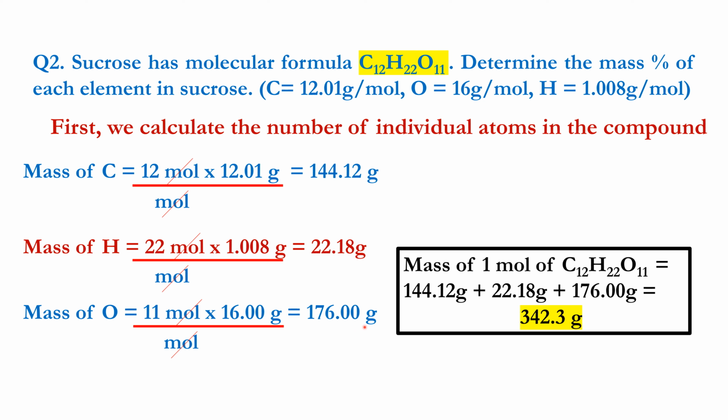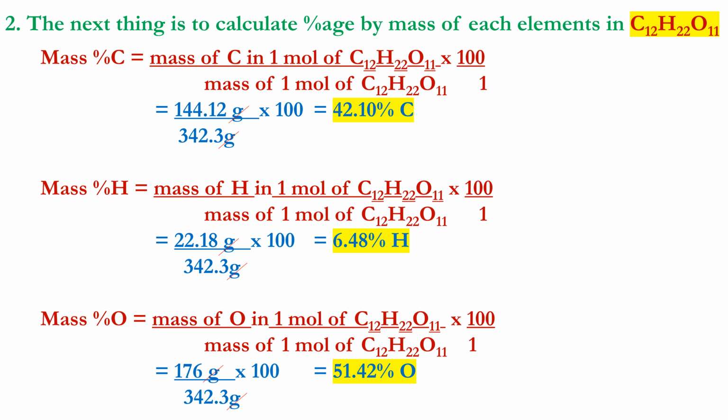So again, to get the mass of 1 mole of sucrose, we add the individual masses. So if we add these three masses, we will get that mass of 1 mole of sucrose is equal to 342.3 gram. Right, the next thing is to calculate percentage by mass of each element in sucrose.